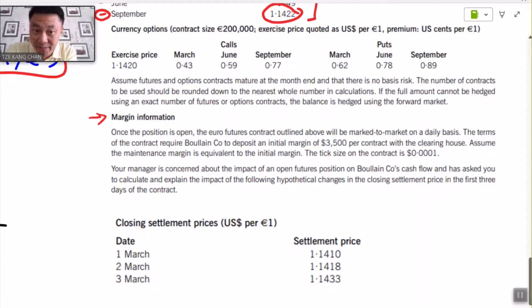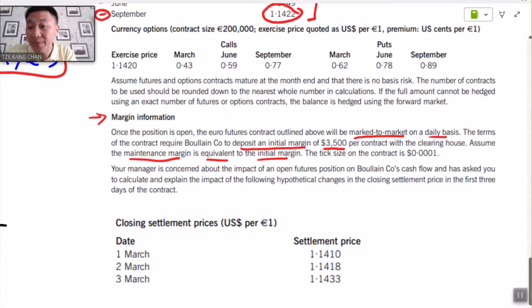This paragraph tells us the mark-to-market process in this market takes place on a daily basis. It is required for all traders, including the hedger, such as Company B, to place an initial deposit of $3,500 per contract with the clearinghouse. At the same time, the maintenance margin level is set the same as the amount of the initial margin.